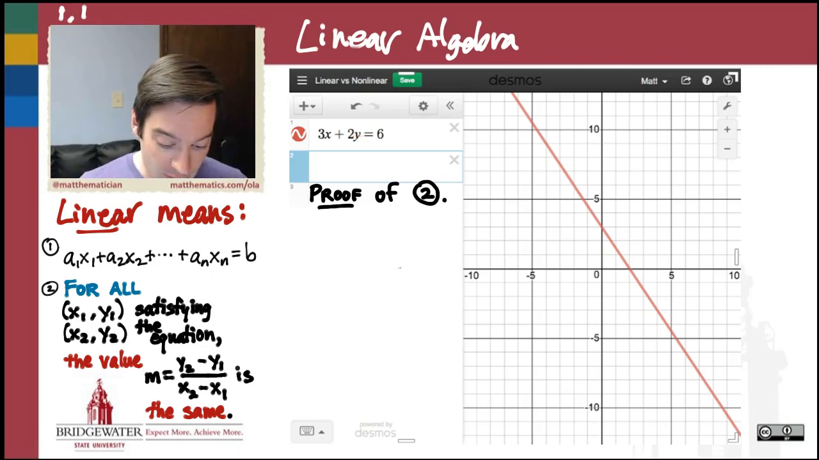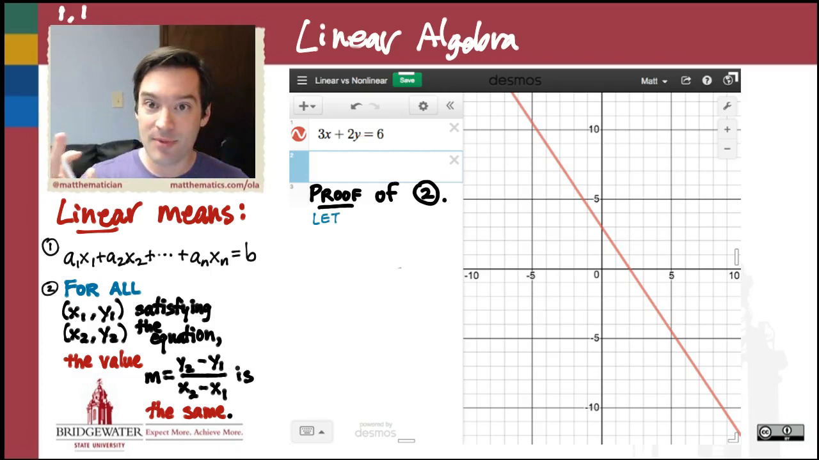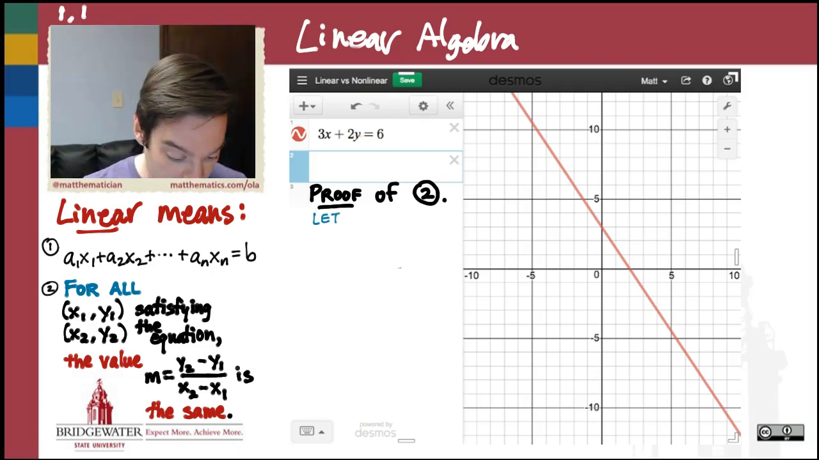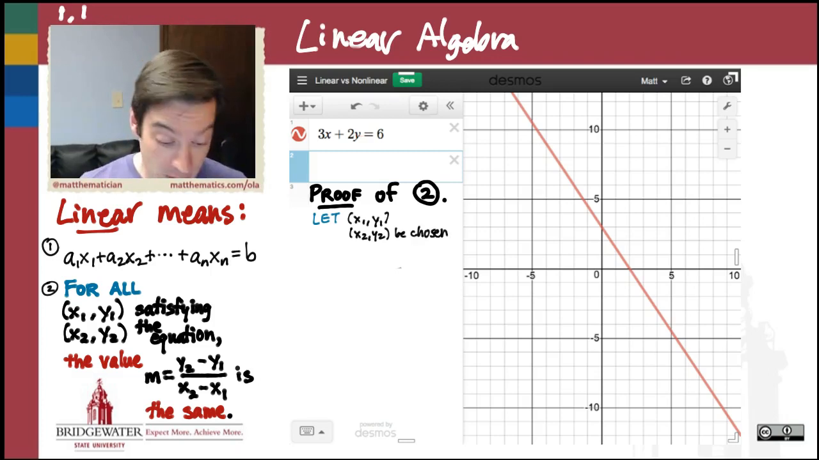So the first thing I'll do in this proof is to make peace with that fact. And the way that I like to make peace with that fact is by using the word "let." Let means that something is about to happen that's out of my control. So let x1, y1 and x2, y2 be chosen. Chosen by whom? Well, not me. They're being chosen by the universe. And so a mathematician will often use a word like arbitrarily.